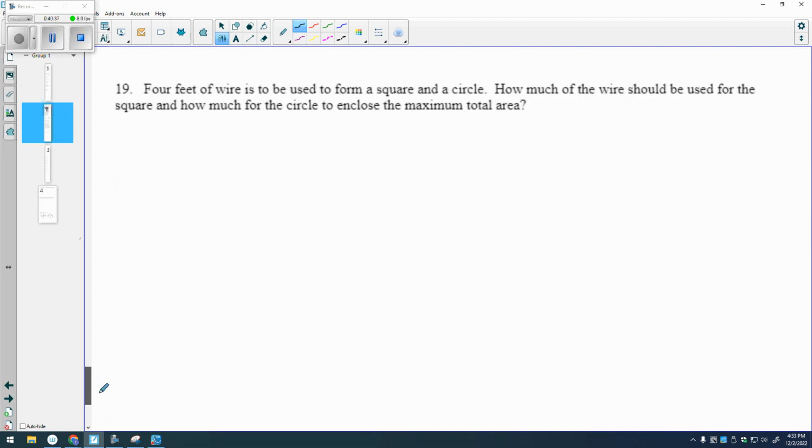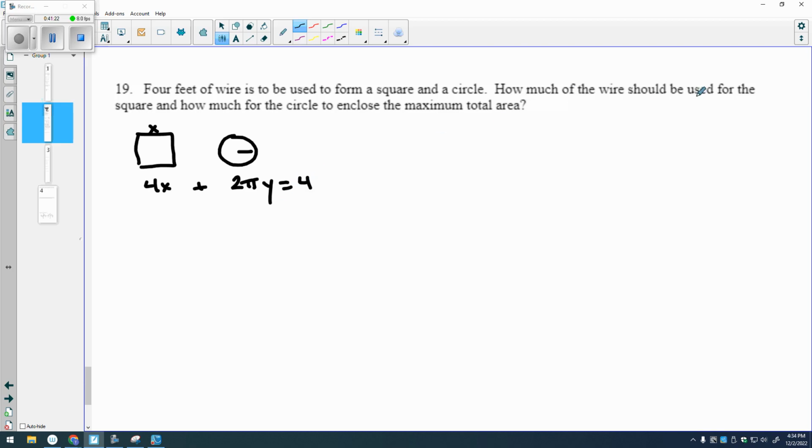Question 19. Kind of a weird one. 4 feet of wire is to be used to make 2 shapes, a square and a circle. Okay, so 4 feet of wire to make a square and a circle. So the perimeter of my square is 4 times x, where I'm going to call x the side length. The circumference of a circle is 2 pi r, so I'll have 2 pi times y. Now, the total amount of wire used is 4.